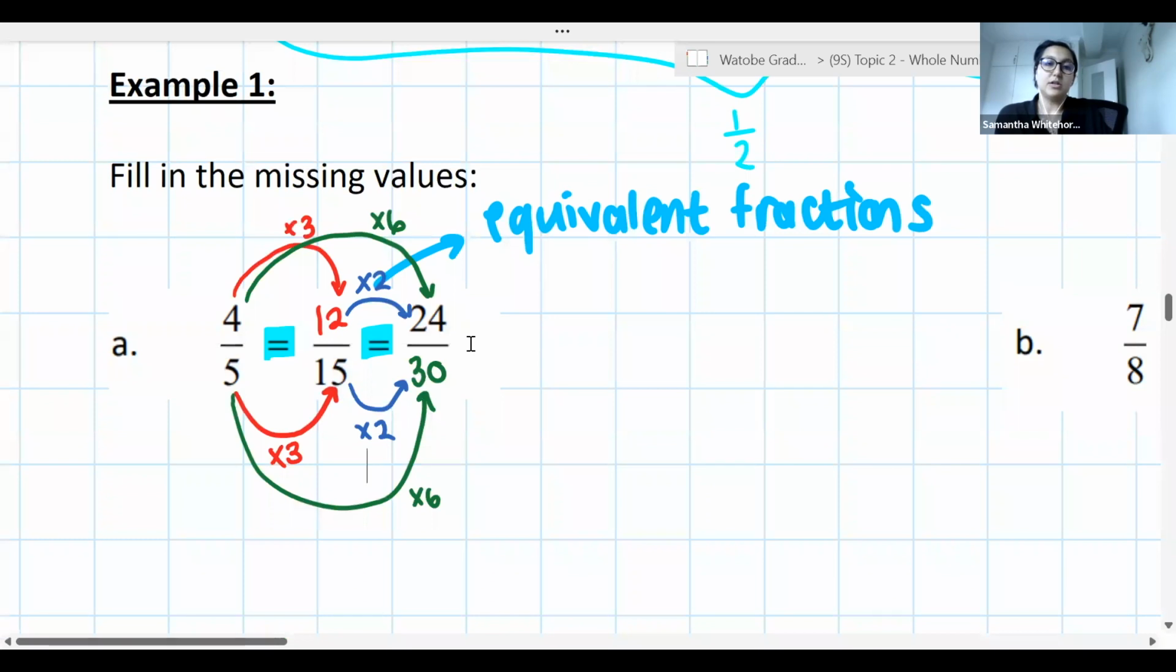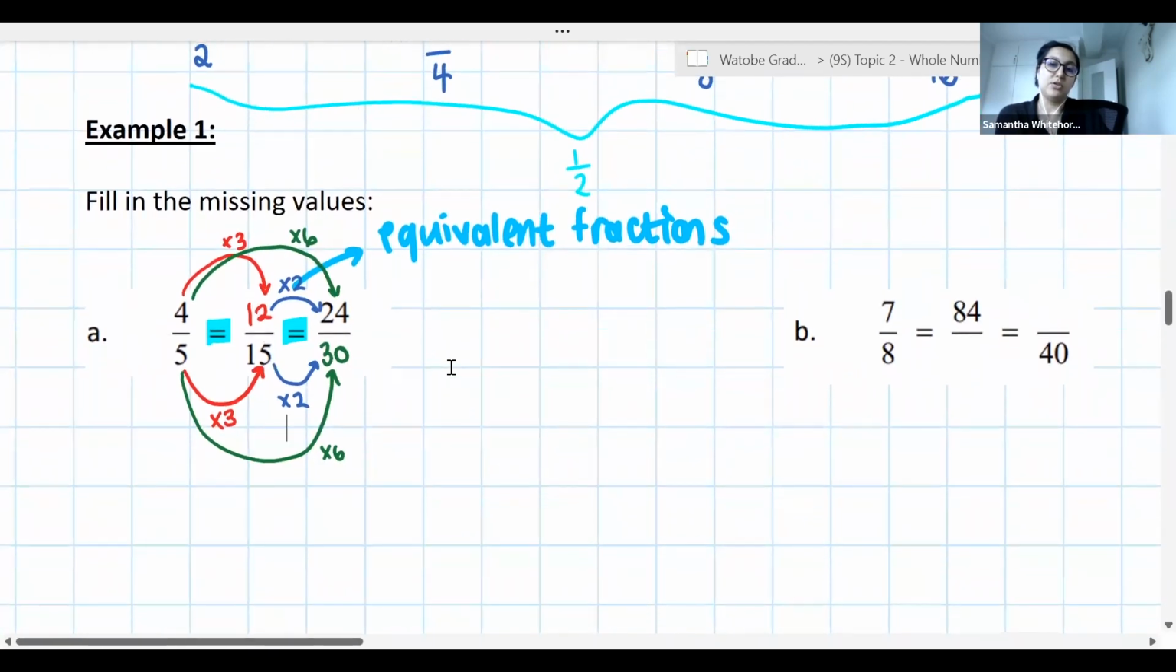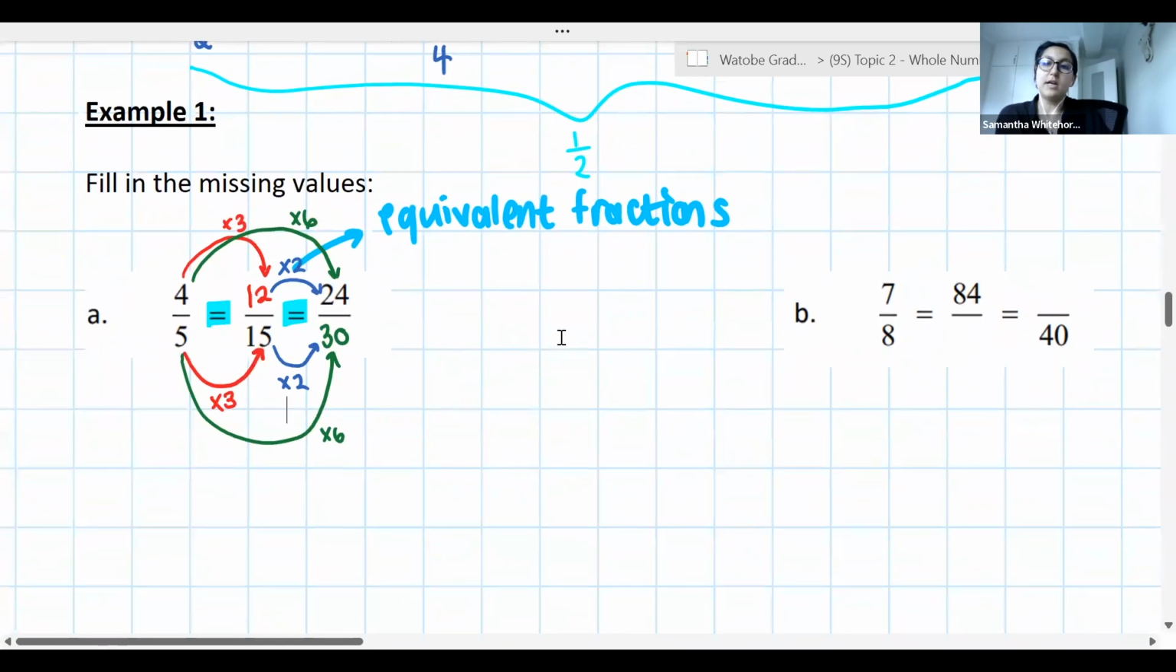Right, guys, so take your screenshot of this. I'll make this a touch smaller so that when you try the second one, you sort of know what you're doing. But I'd like you to try B for me. B, got so much going on the screen. We've got 7 over 8 is equal to 84 over something. So we want that denominator is equal to something over 40. They're all equal, so they're equivalent fractions. Just remember that. So have a try, have a think.